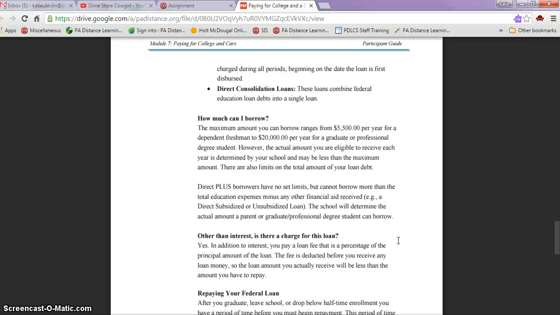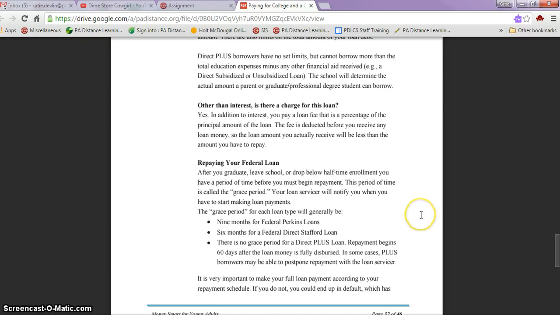Other than interest, is there a charge for this loan? Yes. In addition to interest, you need to pay a loan fee that is a percentage of the principal amount of the loan. The fee is deducted before you receive any loan money, so the loan amount you actually receive will be less than the amount you have to repay.